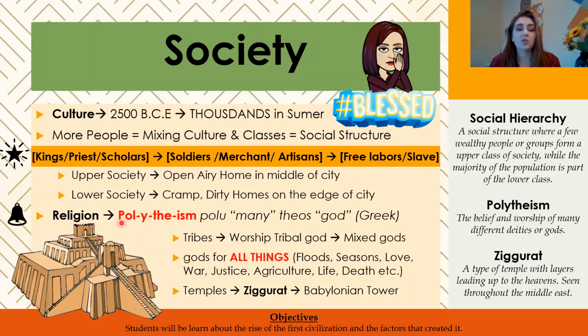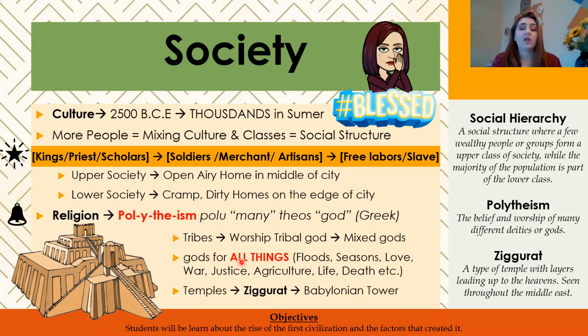At the same time, we have the development of religion. At this time, religion was polytheistic. Polytheism, where poly means many and theo means god, was the worship of many gods, in which different people would worship different gods, or people would worship lots of gods. Why did this happen? Remember, Paleolithic tribes would often have a tribal god. When these tribes began to intermix, you have the mixing of gods, as well as the creation of new gods as agriculture and other things developed.